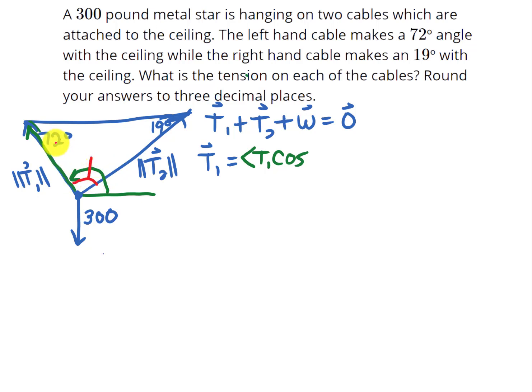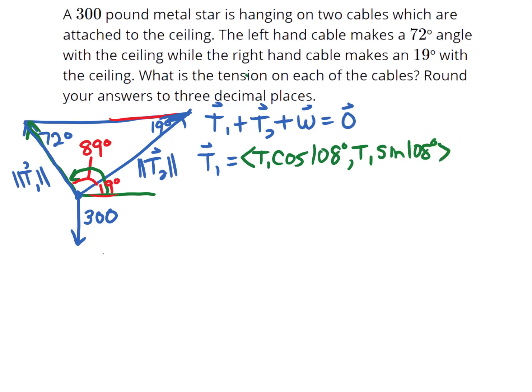That would be 180 minus 72 minus 19, which is 89. Then I have parallel lines cut by this transversal, so by alternate angles, this one would have to be 19 as well. So the angle for that vector is going to be the 89 plus the 19, or 108 degrees. And then the second component is with the sine of 108 degrees.